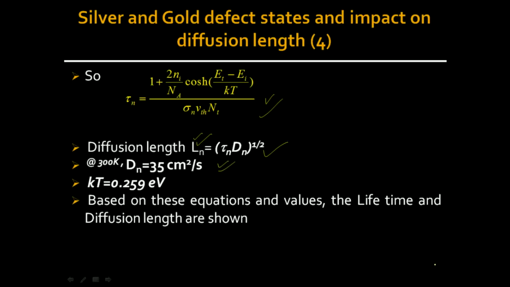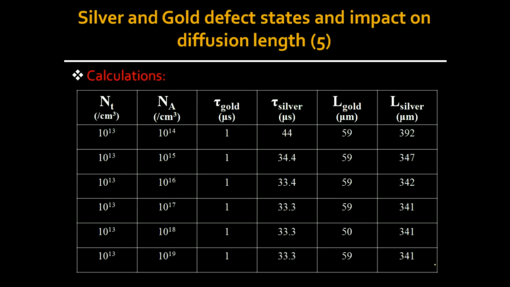Dn, the standard value at room temperature, is 35 centimeter square per second, and kT at room temperature is 0.259 electron volt. So based on this equation, if you calculate these things, in all cases we have assumed that the impurity concentration for gold as well as silver is the same, that is 10^13 per centimeter cube, and the base level doping we have varied from 10^14 to 10^19. For solar cells we typically use 10^15.